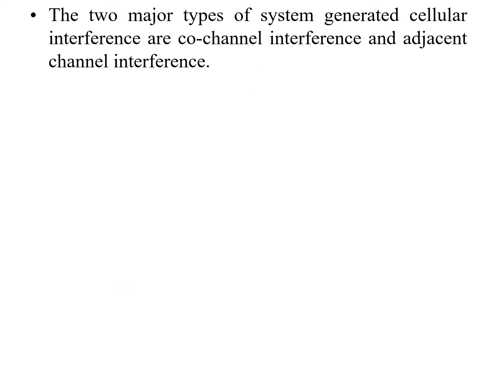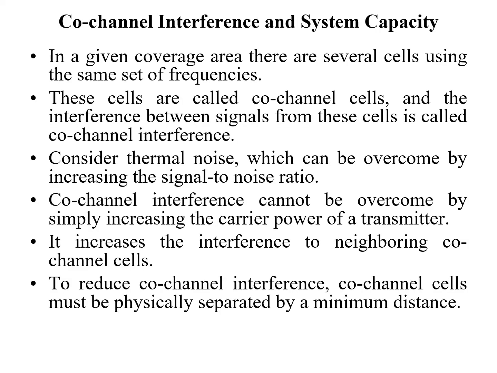The two major types of system-generated cellular interference are co-channel interference and adjacent channel interference. Co-channel interference and system capacity. In a given coverage area, there are several cells using the same set of frequencies. These cells are called co-channel cells, and the interference between signals from these cells is called co-channel interference. Consider thermal noise, which can be overcome by increasing the signal-to-noise ratio. Co-channel interference cannot be overcome by simply increasing the carrier power of a transmitter. It increases the interference to neighboring co-channel cells.